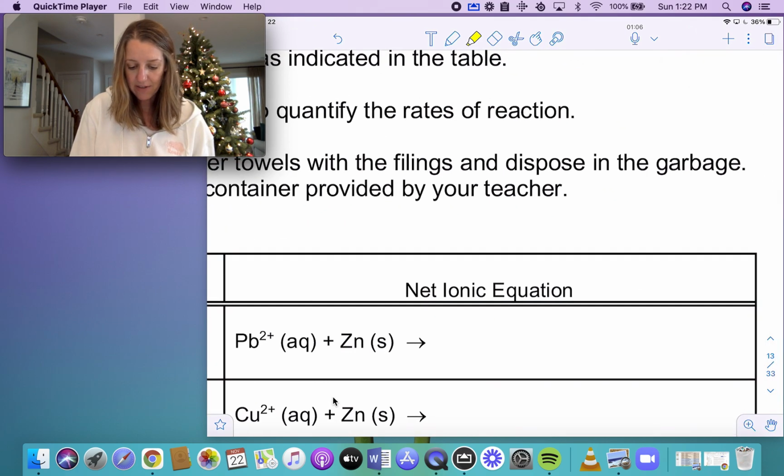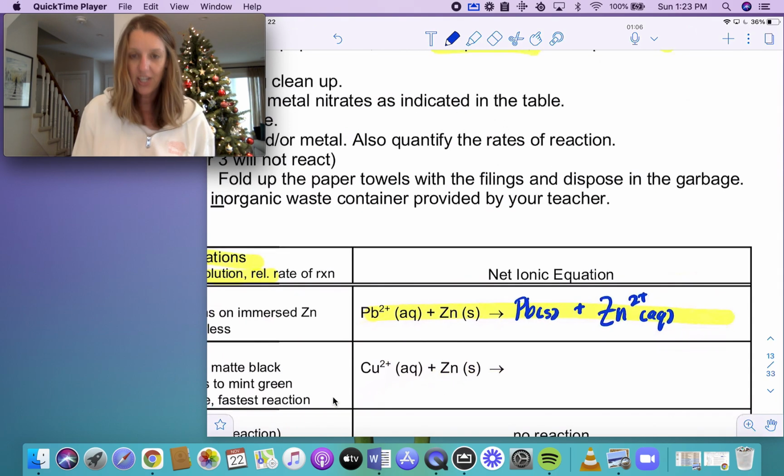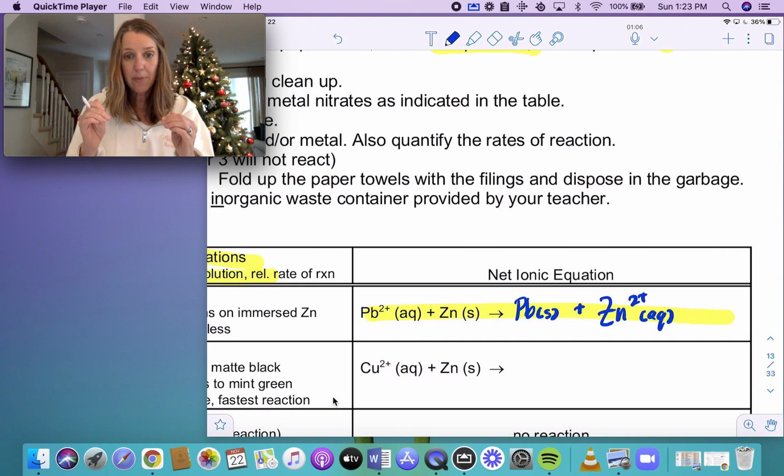Okay, so you're going to go ahead and fill these ones in. I'll do the first one for you. So our lead ions go from Pb2+ aqueous to lead solid. And my zinc goes from zinc solid to Zn2+ aqueous. Okay, that's my net ionic equation. Remember, you could put your oxidation numbers on there. You just have to basically think about what's happening here. Which one is getting oxidized? Which one is getting reduced? It tells you that in the equation and the observation. But remember, you could use the oxidation numbers to figure that out too, right?